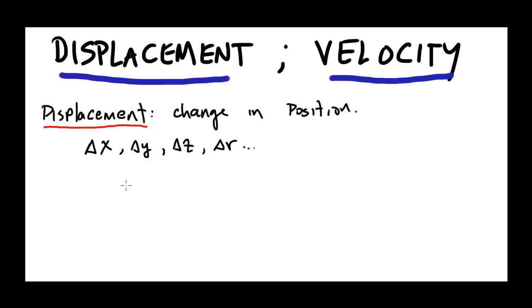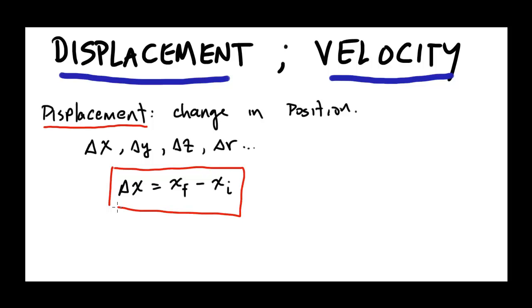And the way we define this mathematically is we say that the change in the position, so I'll use delta x for now, delta x is equal to your final position, x_f, minus initial position, x_i. These subscripts, the f stands for final and the i stands for initial. And that is our mathematical definition of displacement. That is how you express change in position: position final minus initial.